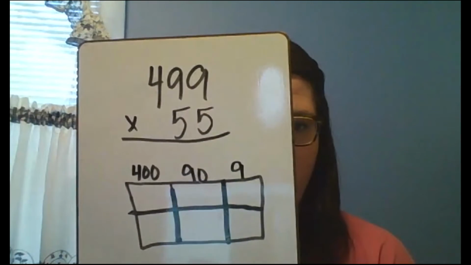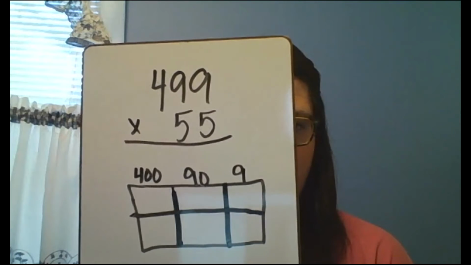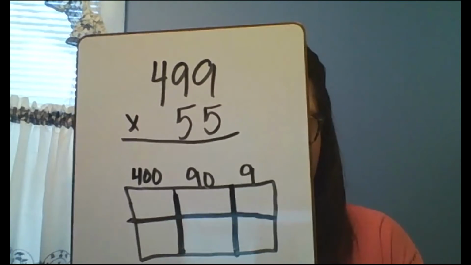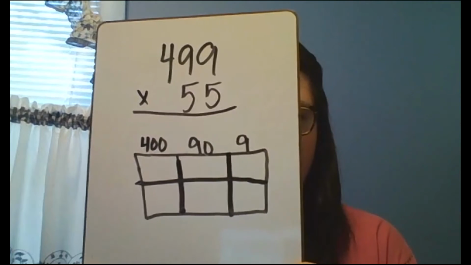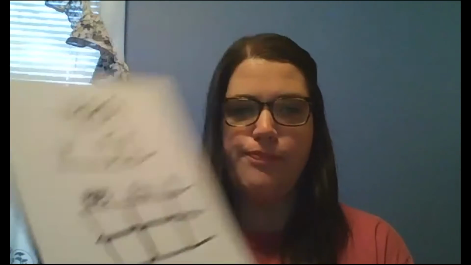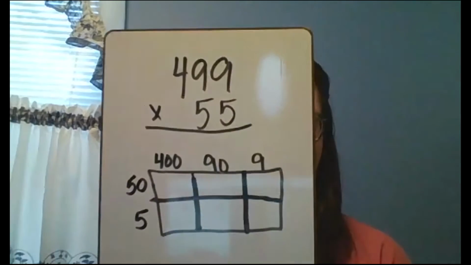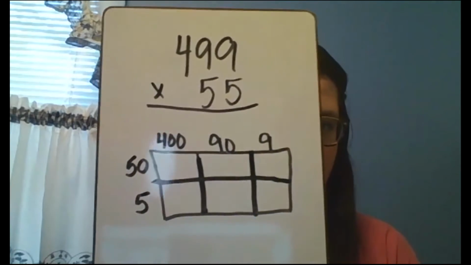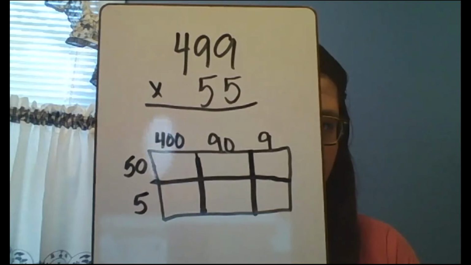499. I have each place value: the 400 for the hundreds place, the 90 for the tens place, and the 9 for the ones place. Then we have 55 for our 2-digit number. I'm going to put it on the side here: 50 and 5, so 50 for our tens and 5 for our ones. It'll look like this when you set it up.